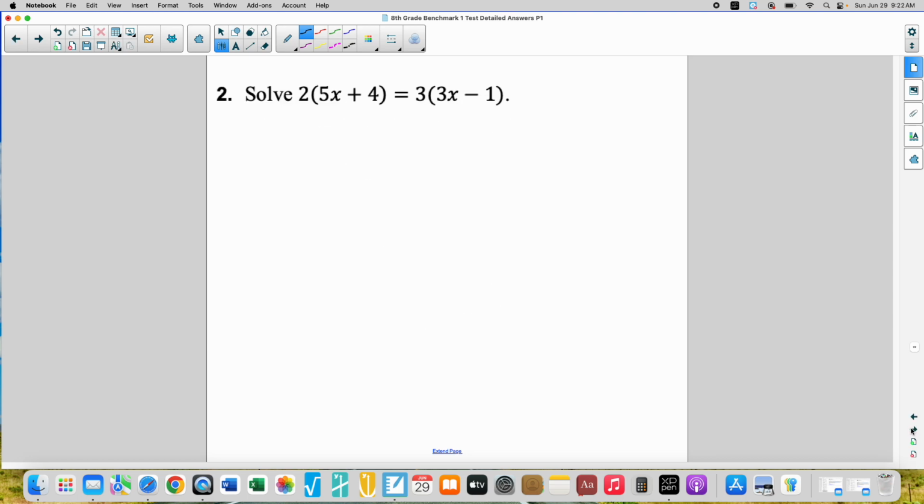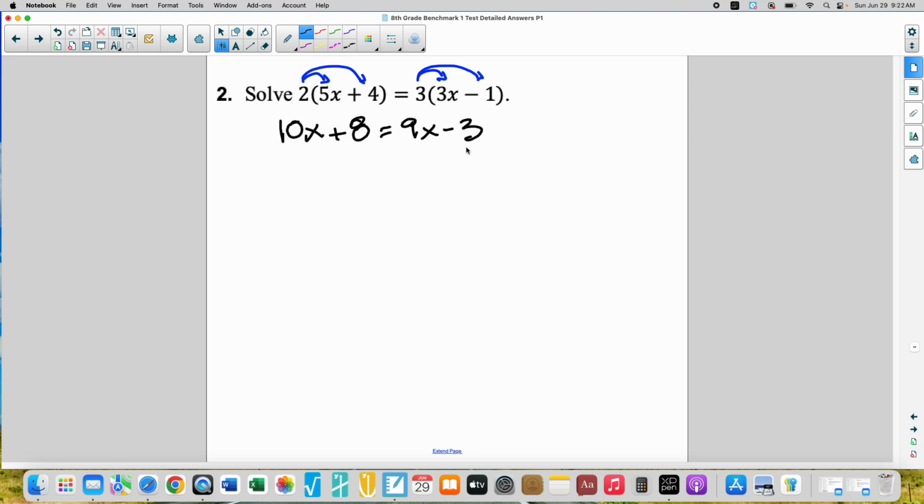Number 2, we want to simplify. We can't get to these variables because of the parentheses. So we're going to distribute that 2 into both of those. We're going to distribute the 3 into both of those. So 2 times 5x is 10x. 2 times 4 is 8. 3 times 3x is 9x. 3 times negative 1 is negative 3.